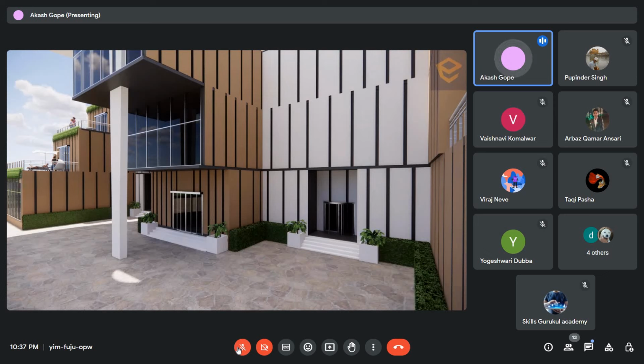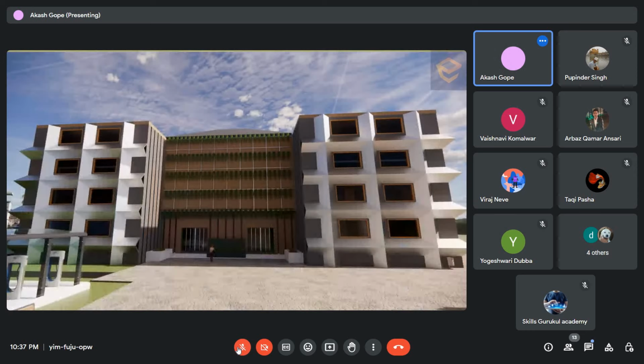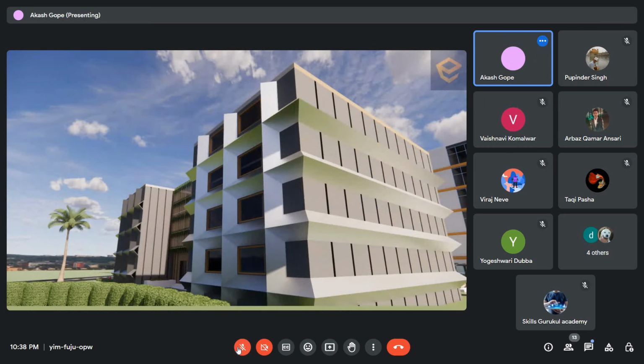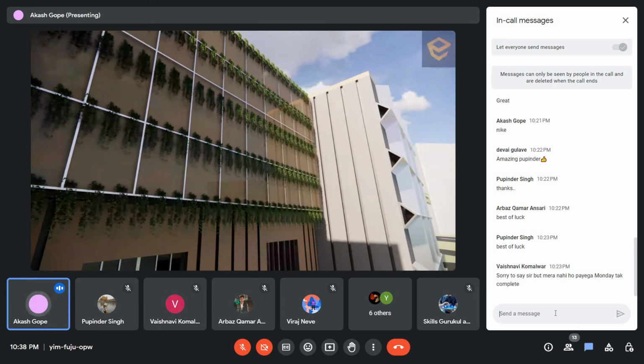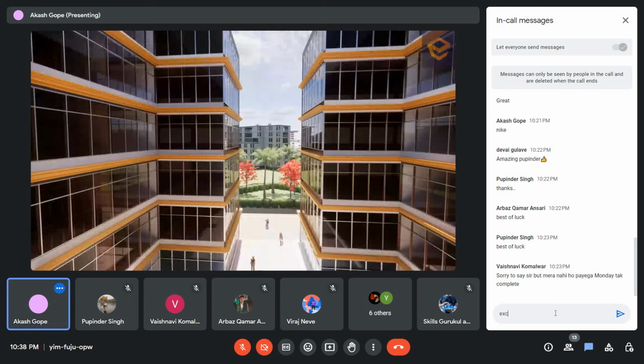This is the wall design I made through Revit. This one is the sports arena render view. This one is also the sports arena. Green plants are given in the whole building, front part and back part, for the green building concept.